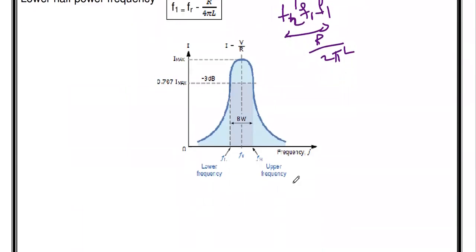So in the series RLC circuit we derived these things: the resonant frequency, then the phasor diagram, then impedance versus frequency, current versus frequency, and the bandwidth and half power frequency.